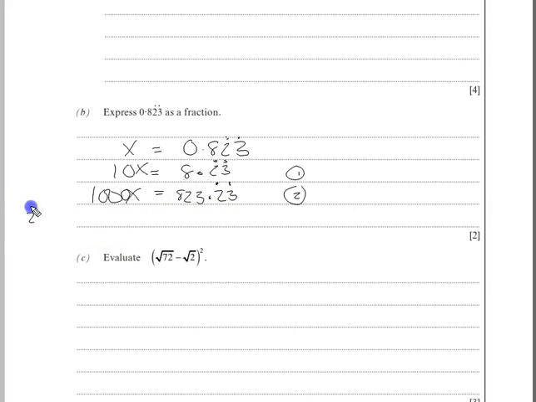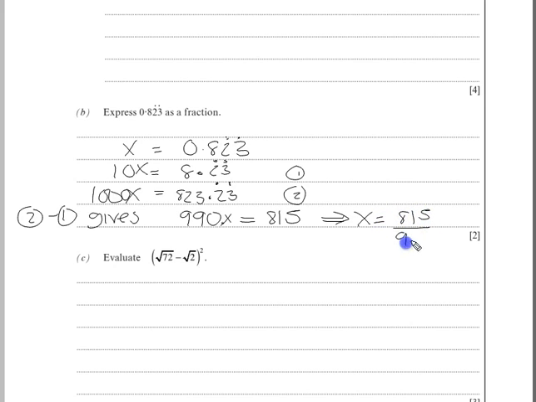So let's do 2 take 1 then. 2 minus 1 gives, so it would be this take that, which is 990. x is equal to 823.23 recurring, take away 8.23 recurring. 823 take 8 is 815.0. So it's 815, isn't it? So straight away now then, move the 990 from times down to divide. And you get what x is, 815 over 990. So it's a matter of remembering, there's the answer.